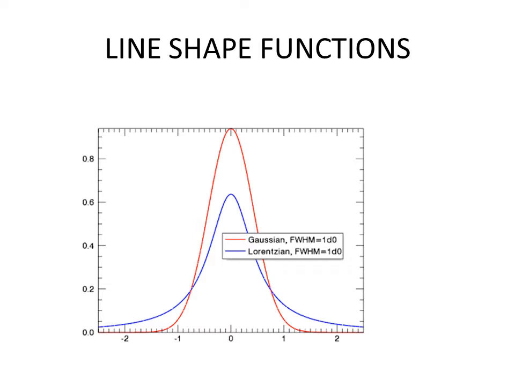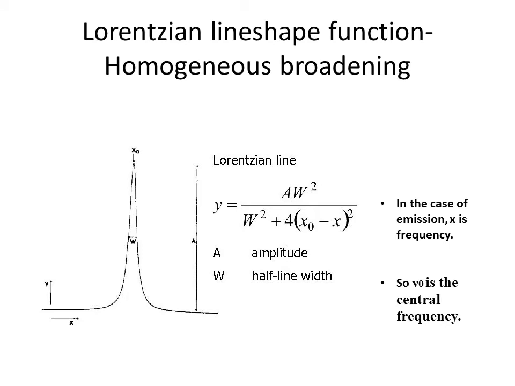We can use two mathematical functions to represent homogeneous and inhomogeneous broadened line shape functions. For example, homogeneous broadening is represented by a Lorentzian line shape function, which is this blue graph, and inhomogeneous broadening is represented by a Gaussian mathematical function, which is shown using this red graph. This is the Lorentzian line shape function, which is used for representing homogeneous broadening. This equation, y is equal to a w square divided by w square plus 4 times x0 minus x the whole square, is a basic form of the Lorentzian function.